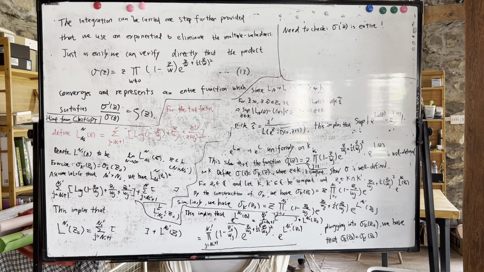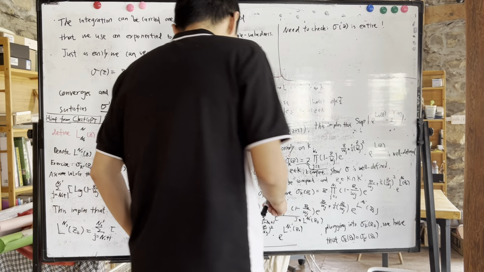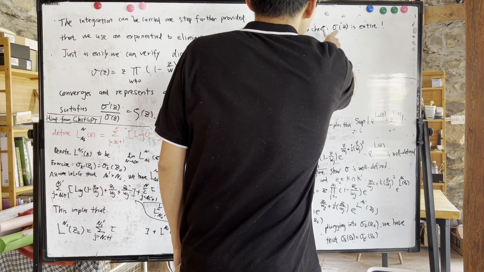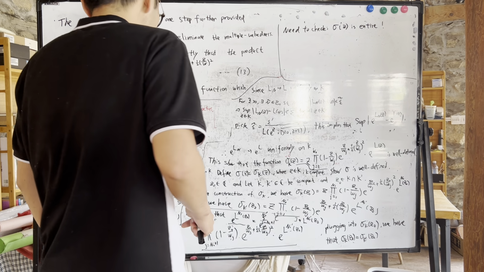So last time we showed that this sigma is a well-defined function. So now we want to show that this sigma z is entire.